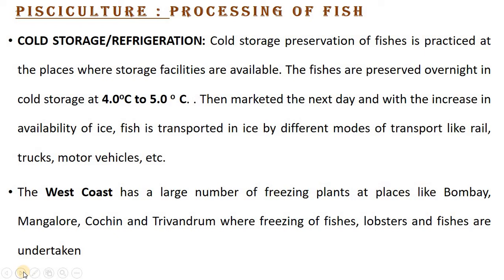With the increase in the availability, fish is transported in different modes like trucks, rails and motor vehicles. The West Coast has a large number of freezing plants at places like Mumbai, Bangalore, Cochin, Trivandrum, where freezing of fishes is done. Lobsters are handled on a large scale.